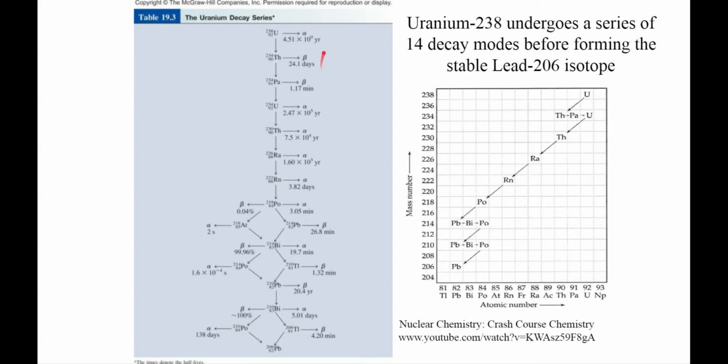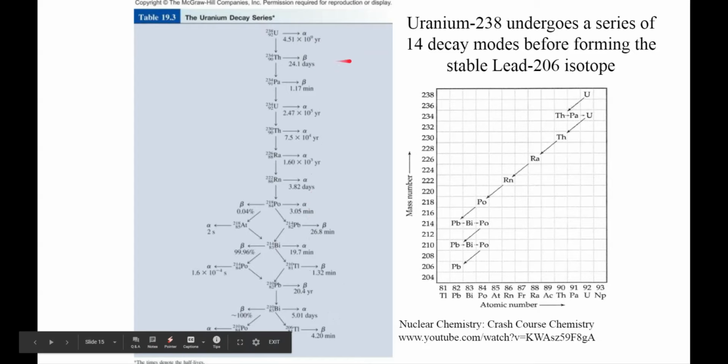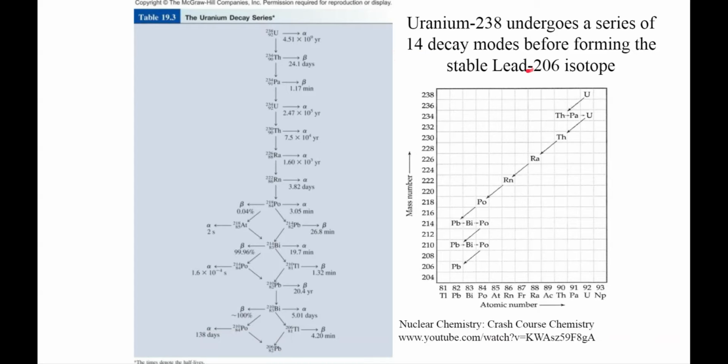But if you look at these ones, again, the primary ones that you'll see are alpha and beta. The other ones exist, but these are way more common. Alpha, beta, beta, alpha, alpha, alpha, alpha, alpha, beta, alpha, beta, beta, alpha, beta. And so it undergoes 14 decay steps until you finally end up with lead-206.